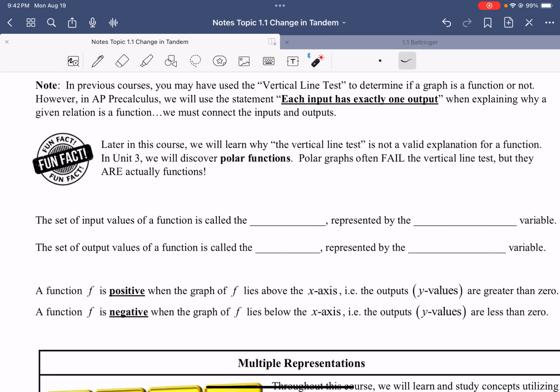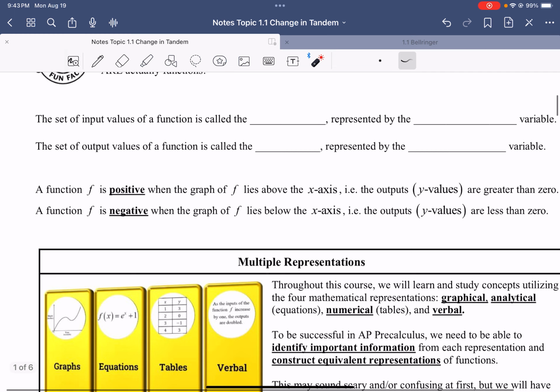So when you're given a free response question that's asking you to justify whether a graph is a function or not, you need to say, yes, it is a function because each input has exactly one output. If you write, yes, it's a function because it passes the vertical line test, that will be counted wrong on the AP exam.